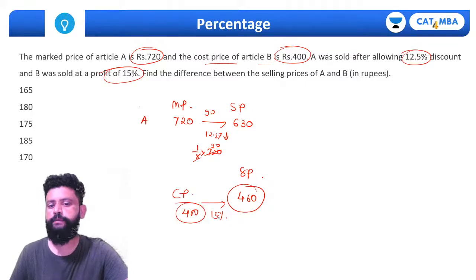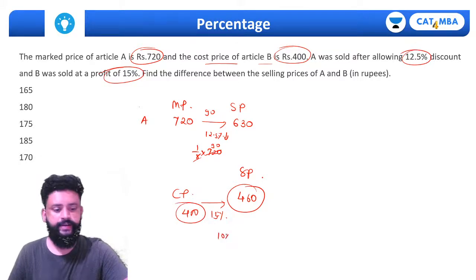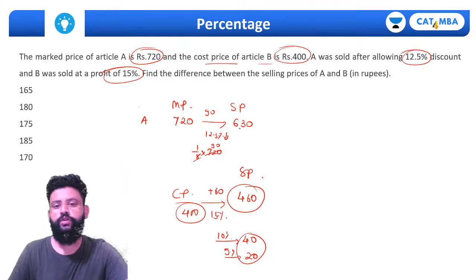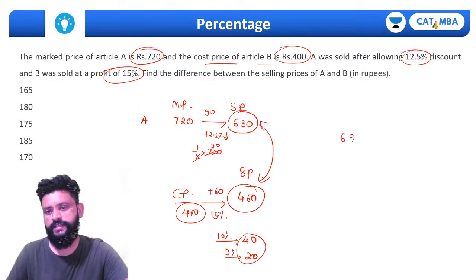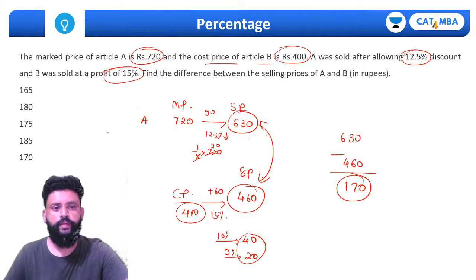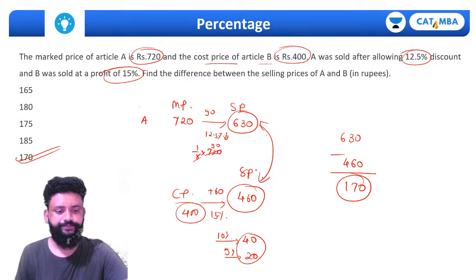देखो ये 400 का 15% कितना होता है गाइस? 10% होता है 40, तो 5% होगा 20, सो ऑफकोर्स 60 रुपीज से बढ़ेगा यहाँ पे. Now the difference between these two selling price 630 and 460. What's the difference? 170. Is it right?